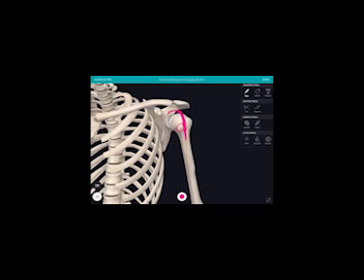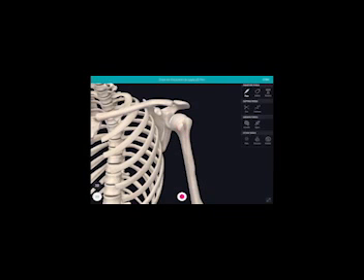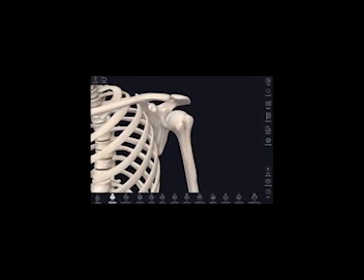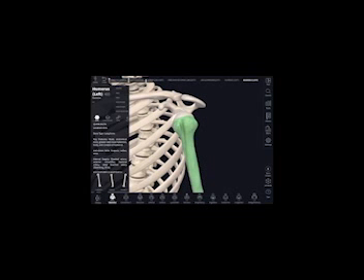Another important structure that is located laterally is called the deltoid tuberosity. And this is where the deltoid muscle inserts. Okay, so that is the humerus. And I want to go ahead and hide the humerus so we can take a look at the scapula next.